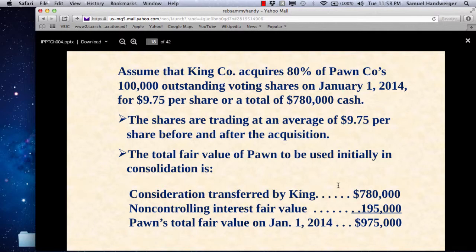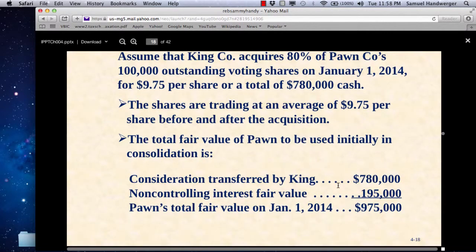So the 100% value of Pawn is $9.75 per share, 100,000 shares at date of acquisition, which we now know is January 1, 2014. $975,000. That's the value under the acquisition date method for Pawn on this acquisition date.